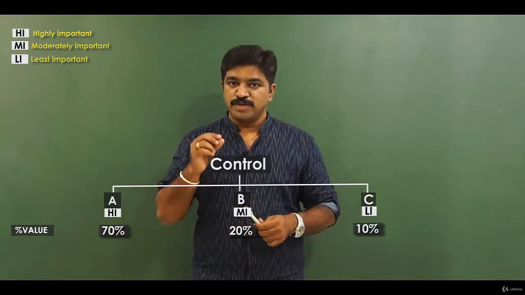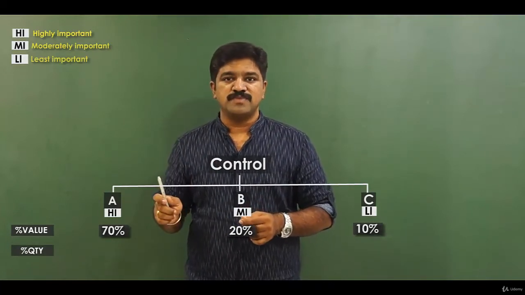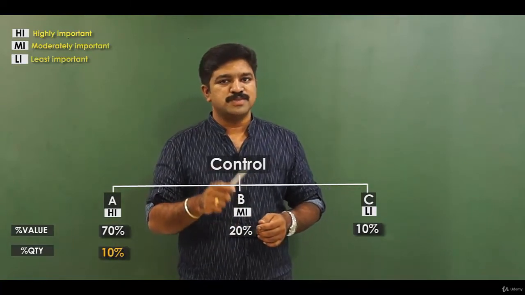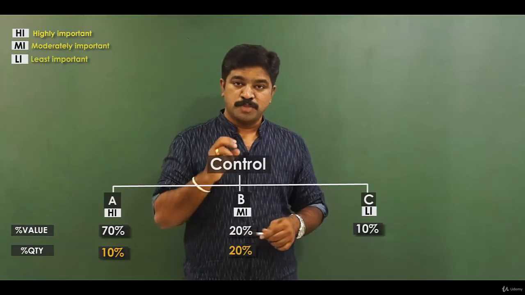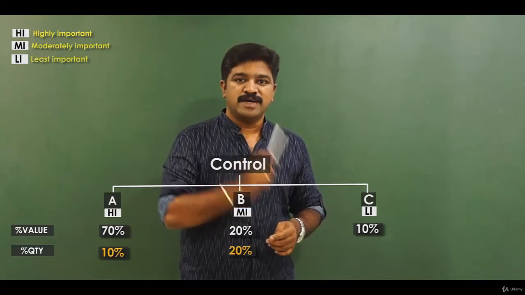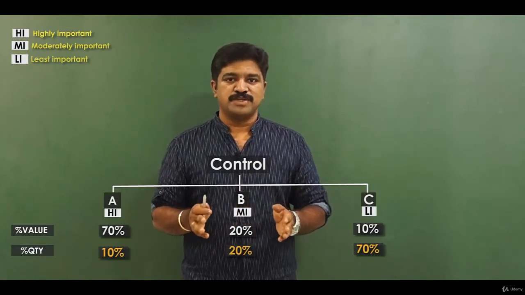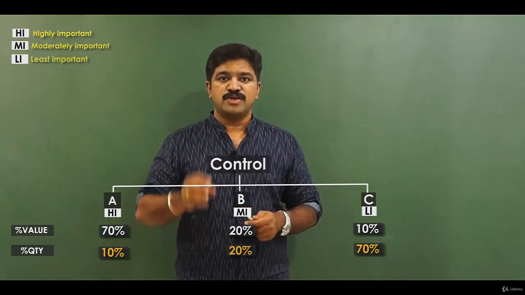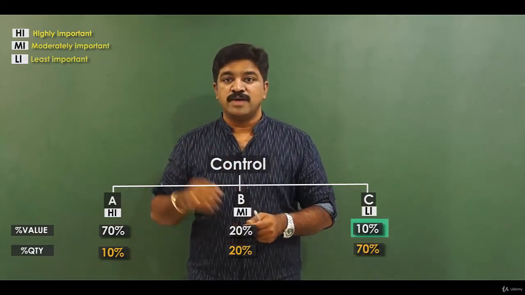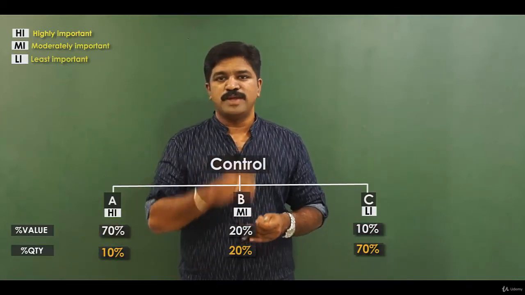But if you take the percentage in quantity, the highly important materials, which are 70% in value, are only 10% in total quantity. Moderately important materials are only 20% in quantity, but the least important materials, which are 10% in value, are 70% in quantity. So now we understand that certain materials are huge in quantity but very low in value, and certain materials are very low in quantity but huge in value. So now we can decide how we should place our control.